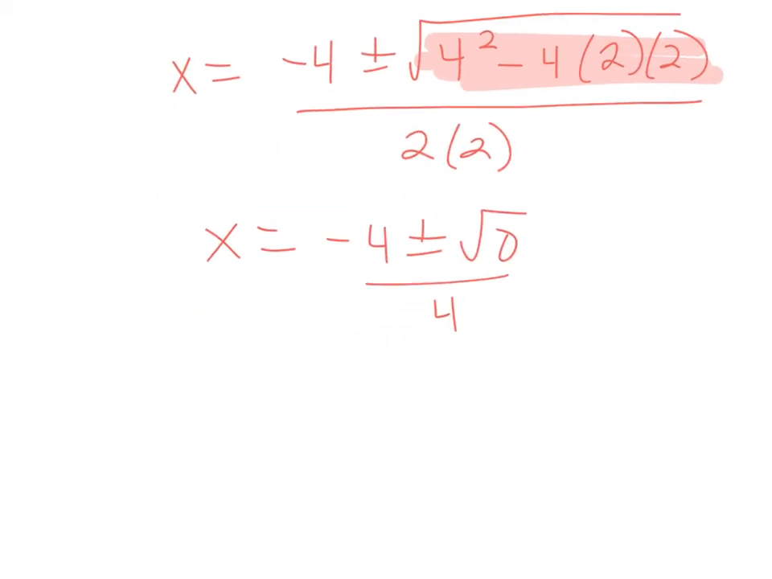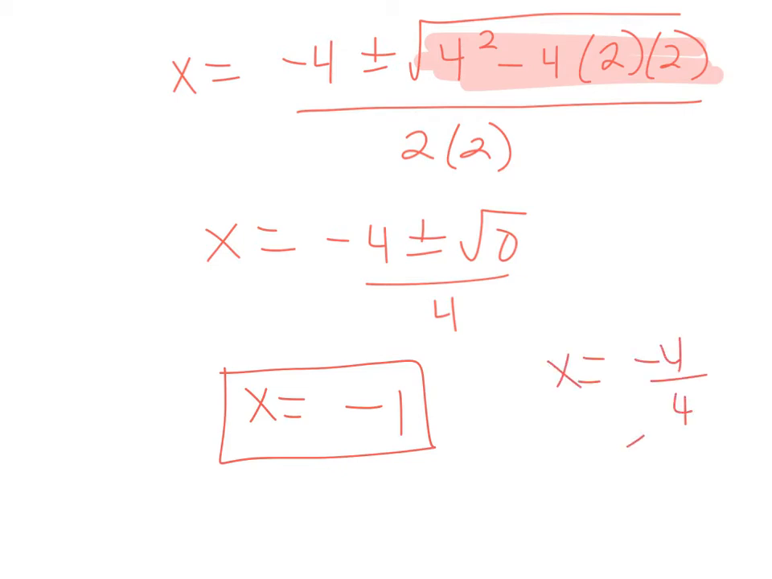Now, we know that the square root of 0 is just going to be 0. So this is just going to drop off. So what we're left with is just this outside number. All right, so we're going to get x equals -1. All right, and maybe I should have kind of cleared that out. So x equals, we'll get -4 divided by 4, which will give you a -1.